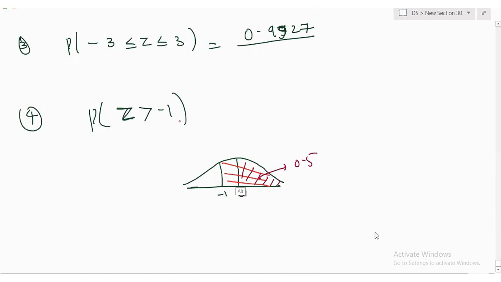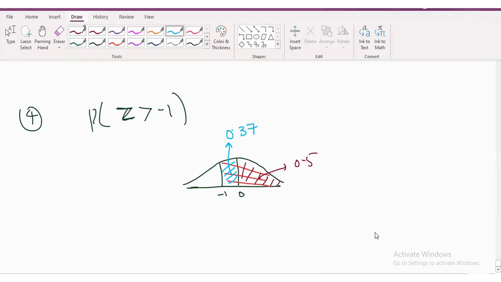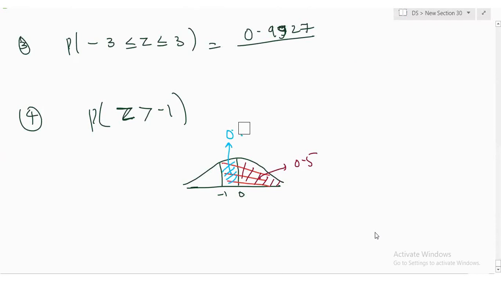This piece, let me mark it in a different color. This piece is how much? 0.37. Oh, sorry, 0.3413. How much is this area? So the total area is going to be 0.3413 plus 0.5. How much is this? 0.8413. You guys are understanding? Online, are you understanding?